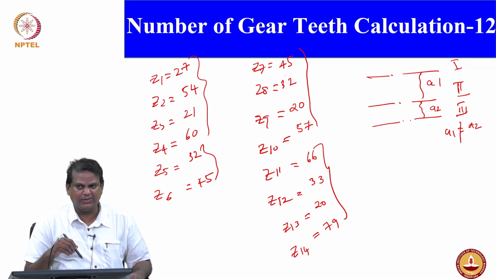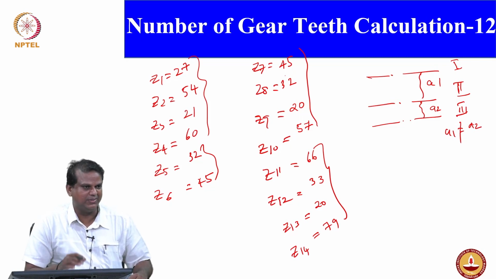In the next class, we are going to do the unconventional structural formula of the 14-speed gearbox. Only the ray diagram we are going to discuss.